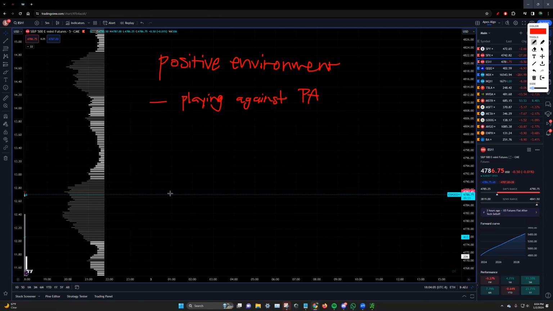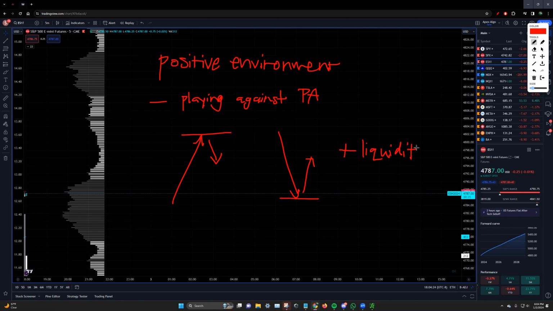What does that mean? If the market is ripping upwards, what are dealers doing? They're going to sell the rips and bring it down. And if the market is dipping down, they're going to buy the dips, right? They're going to buy up the dips. And what does this create? This creates more liquidity within the market. And what does more liquidity mean? It just means that there's going to be less volatility, right? So these are just the basics of a positive environment. Dealers play against price action, they sell the rips and they buy the dips.